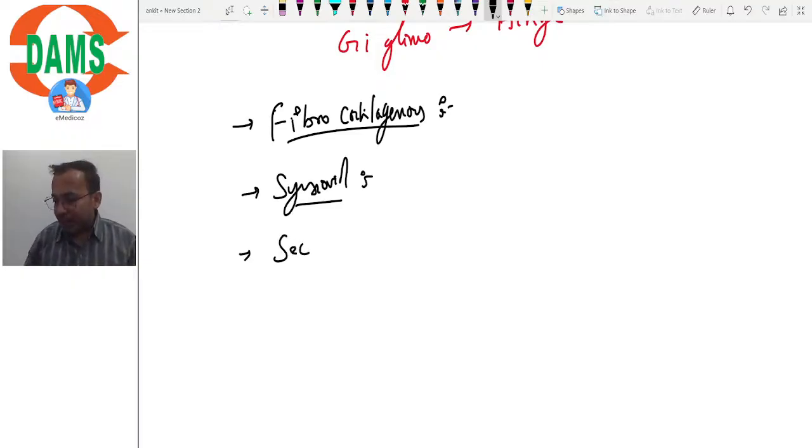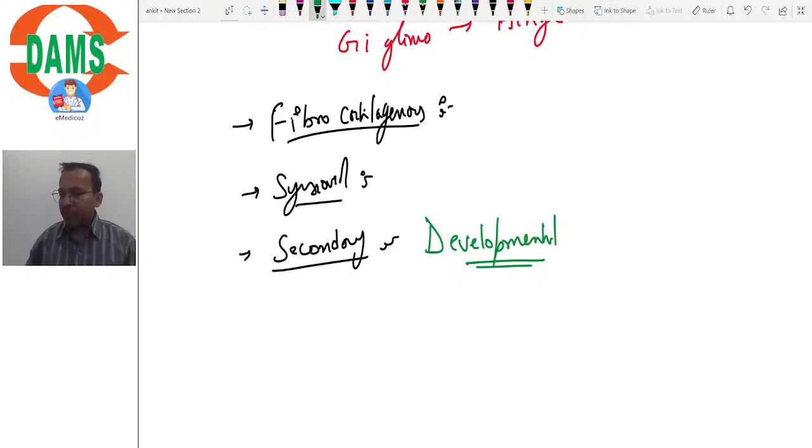Then it is a secondary joint. Now, why is it a secondary joint? From the developmental perspective, it starts developing in the third month of intrauterine life, right? So it is known as the secondary developmental joint.